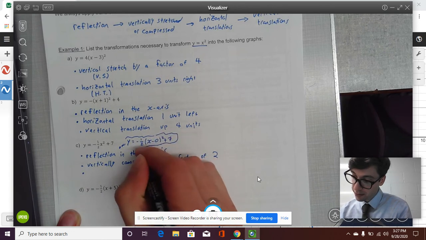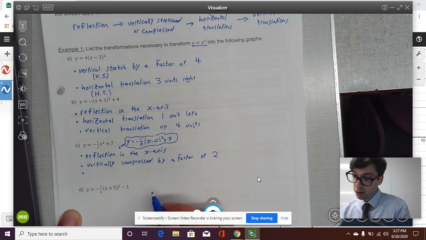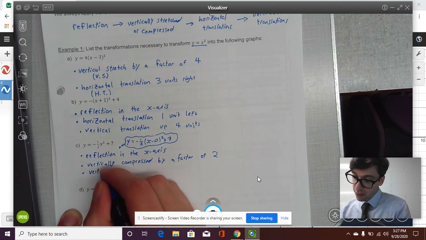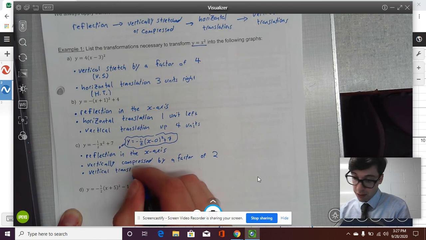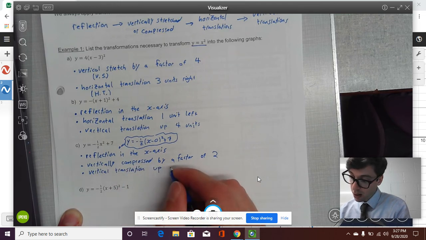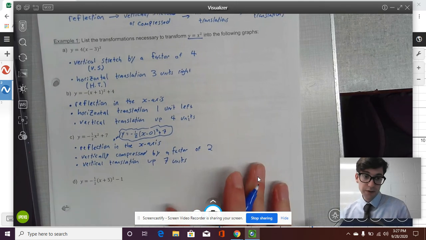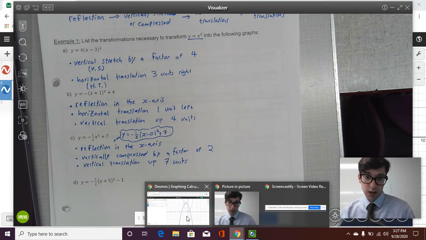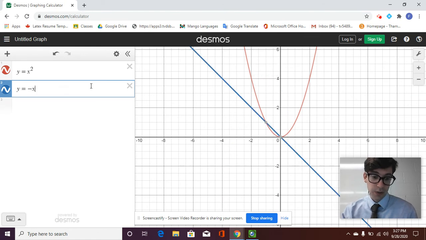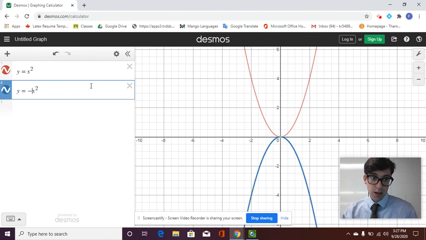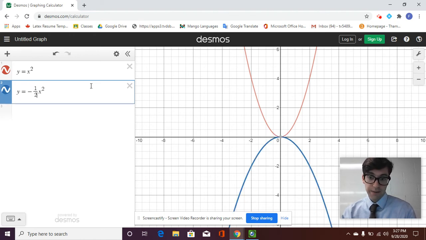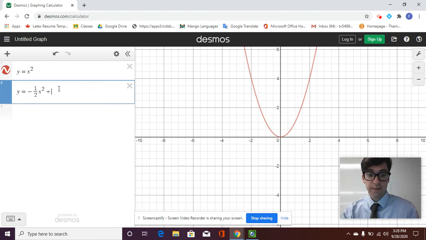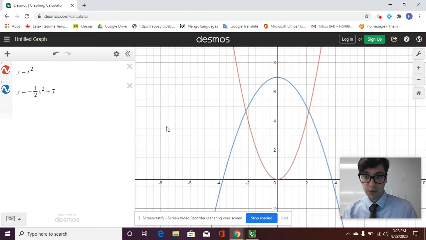So we've already looked at this in class. There is no h value, so I'm not moving it left or right, but I am moving it up 7. So let's do a vertical translation, or VT, up 7 units. So I've described the 3 things that we've done to that original graph. Let's look at it again. The first thing we did was reflect it. Then I compressed it by a factor of 2, so it's now twice as fat. I've pushed down on it. And then I've moved it up 7 units. So those are my 3 transformations.